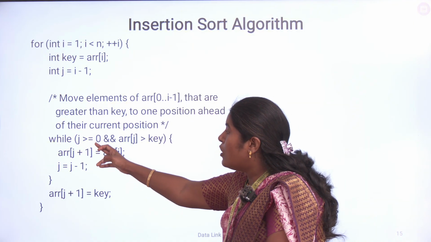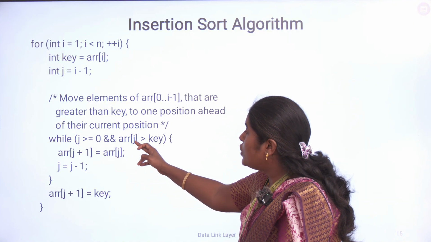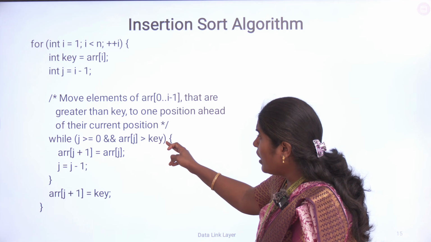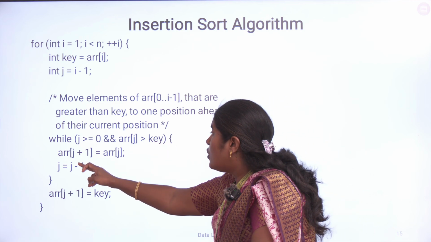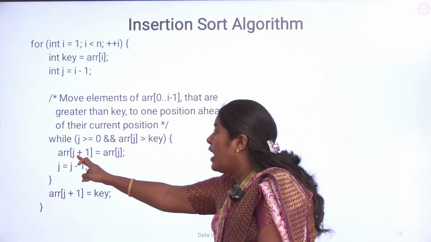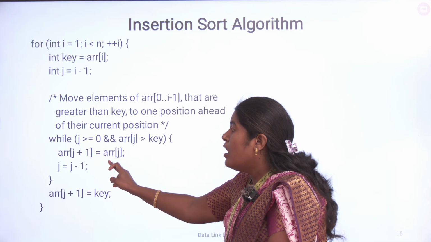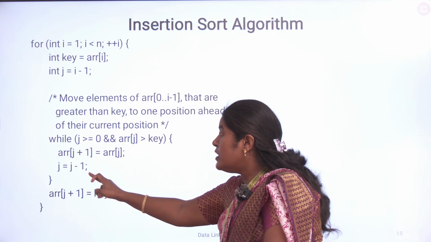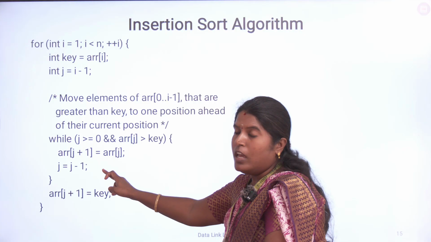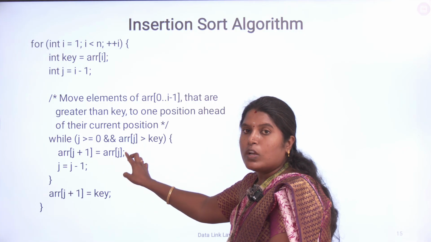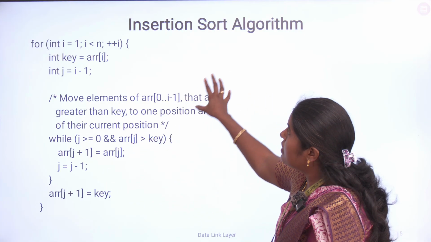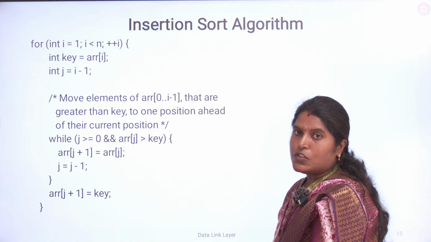While j is greater than or equal to 0 and array of j is greater than key, what we are going to do is swap. Array of j plus 1 is equal to array of j. Again we are going to decrement the value of j, so j is equal to j minus 1. So this loop will get executed until the condition is satisfied. So this is the implementation part of your insertion sort algorithm.